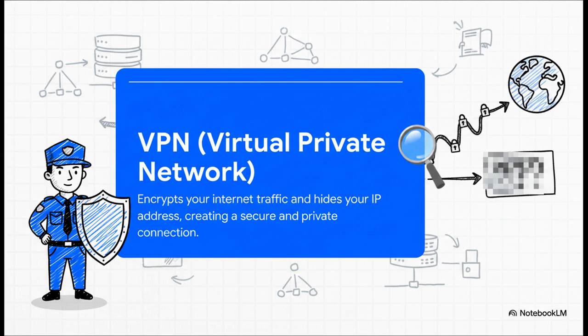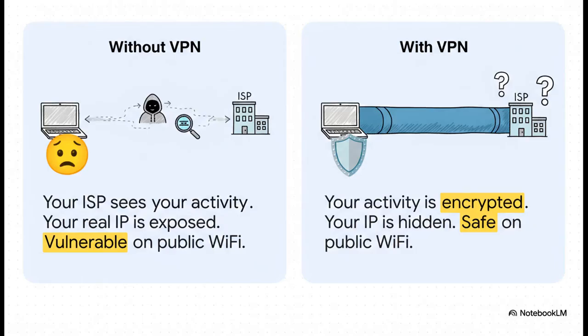It does two really important things. One, it encrypts or scrambles all your data so it's unreadable. And two, it hides your real IP address, which basically makes you anonymous online. And trust me, the difference is like night and day. Without a VPN, your internet provider can see every single site you visit. And if you're on public Wi-Fi, like at a coffee shop, your data is basically a sitting duck. But when you flip on a VPN, all of that traffic gets scrambled and your location is hidden. It's really a fundamental layer of safety for being online today.